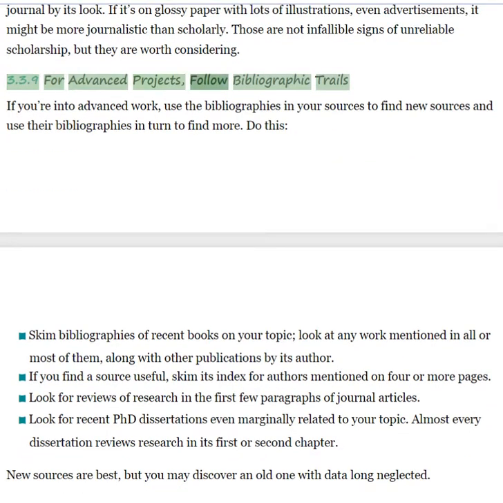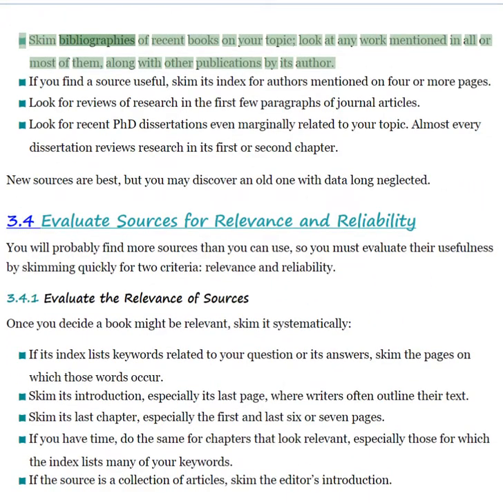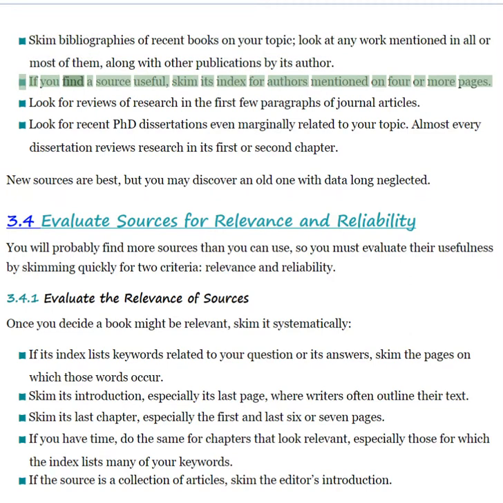3.3.9 For advanced projects, follow bibliographic trails. If you're into advanced work, use the bibliographies in your sources to find new sources and use their bibliographies in turn to find more. Do this. Skim bibliographies of recent books on your topic, look at any work mentioned in all or most of them, along with other publications by its author. If you find a source useful, skim its index for authors mentioned on 4 or more pages.